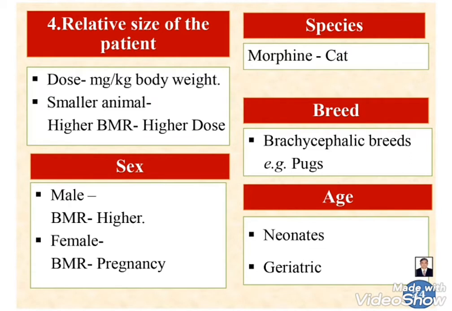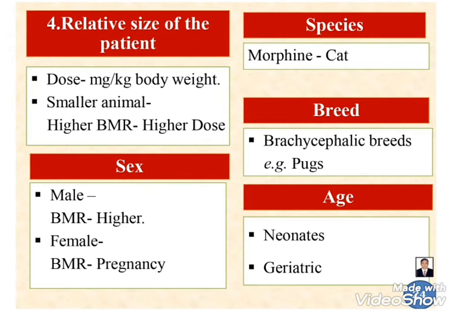The third point is the elongated soft palate. When you give any anesthetic drug, it relaxes this elongated soft palate, and due to the relaxation it closes the opening of the trachea. So airway obstruction is most commonly seen in the pug.